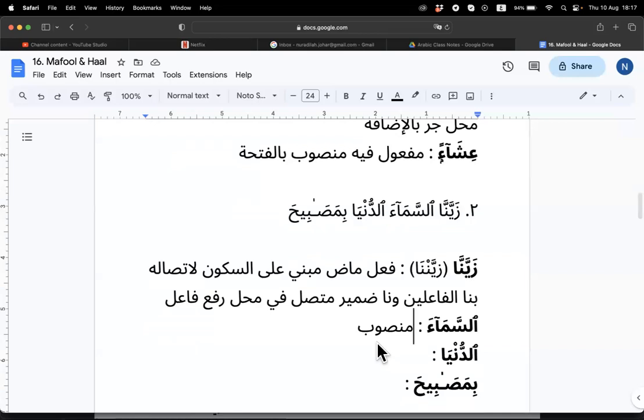What does it answer? What did we beautify? It is the object. So what kind of maf'ul do we have? Maf'ul bihi. Mansub, what is the sign? Mansub bil fathah. Then ad-dunya. Dunya is mansub. How do we know it's mansub?